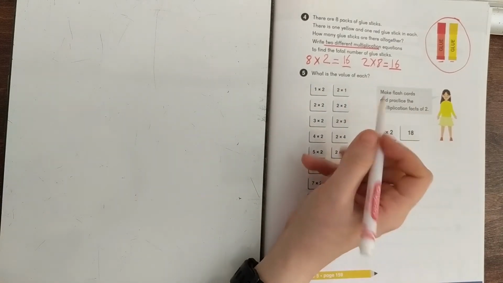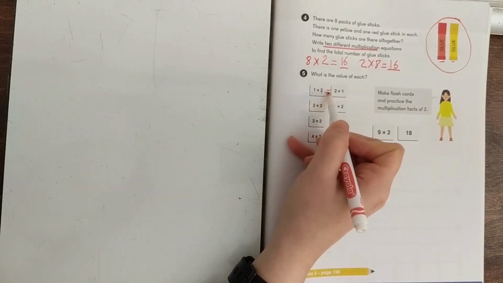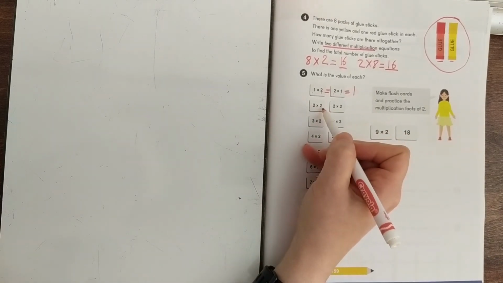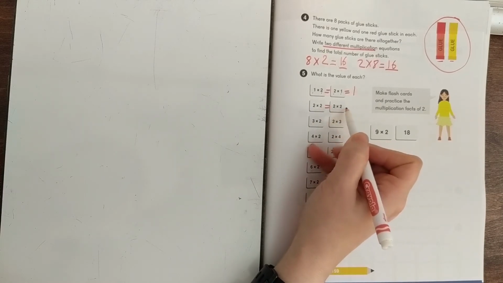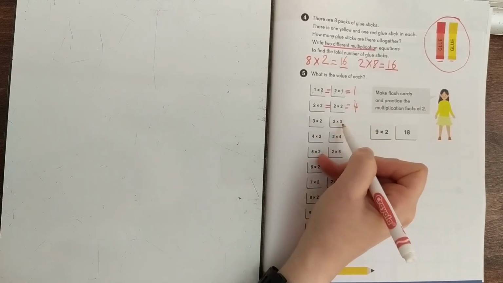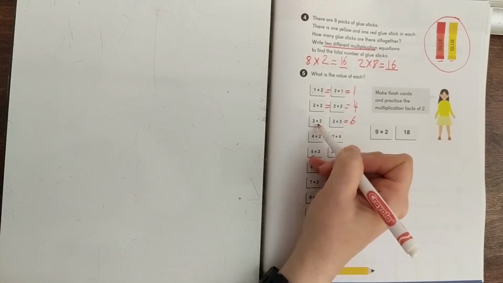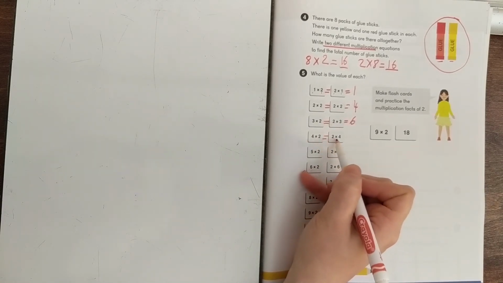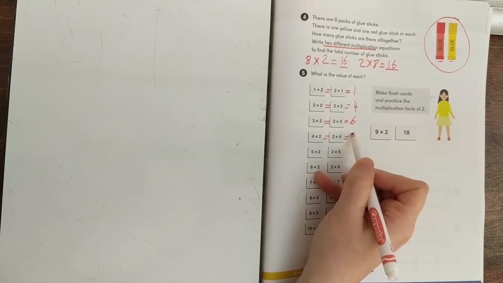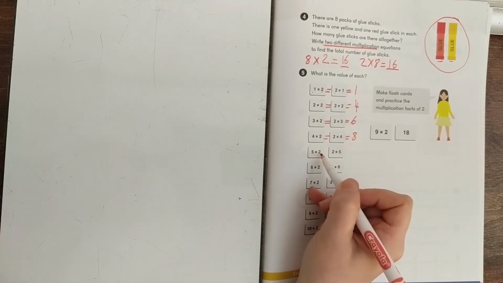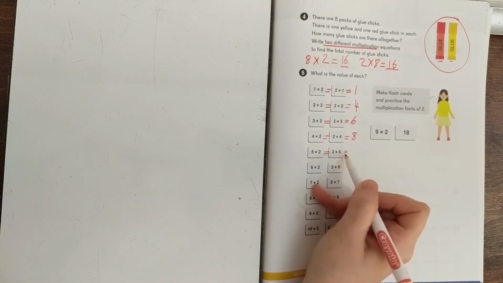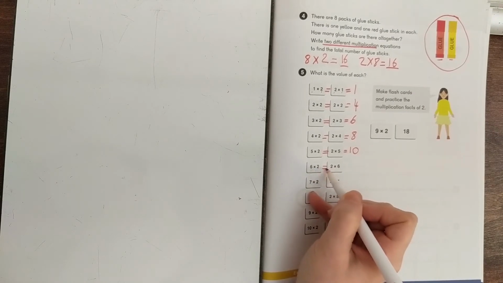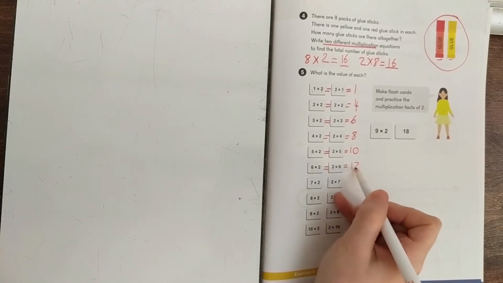What is the value of each? 1 times 2 is the same as 2 times 1 equals 1. 2 times 2 is 4. 2 times 3 is 6. 3 times 2 is also 6. 4 times 2 is the same as 2 times 4. 2 times 4 is 8. 5 times 2 is the same as 2 times 5. 2 times 5 and 5 times 2 is 10. 6 times 2 is the same as 2 times 6. 2 times 6 is 12.